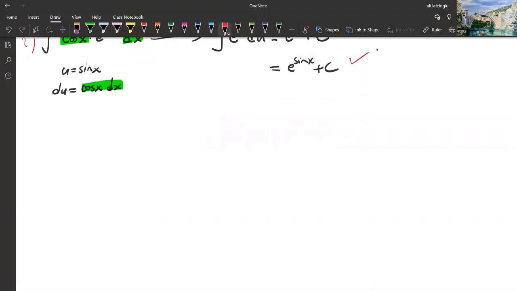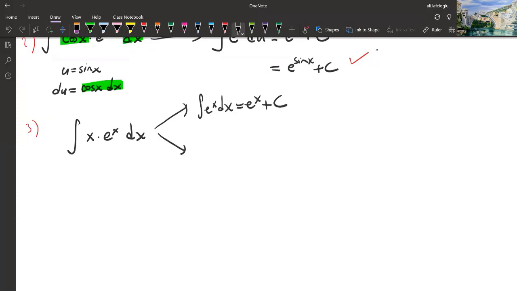Now step 3. If your integral is x times e to the power of x, first step, this is not a basic integral. If it is only integral of e to the power of x, it will be easy. If it is only integral of x, it will be easy. But it's none of them. We have a product. So I cannot use basic integration rules.